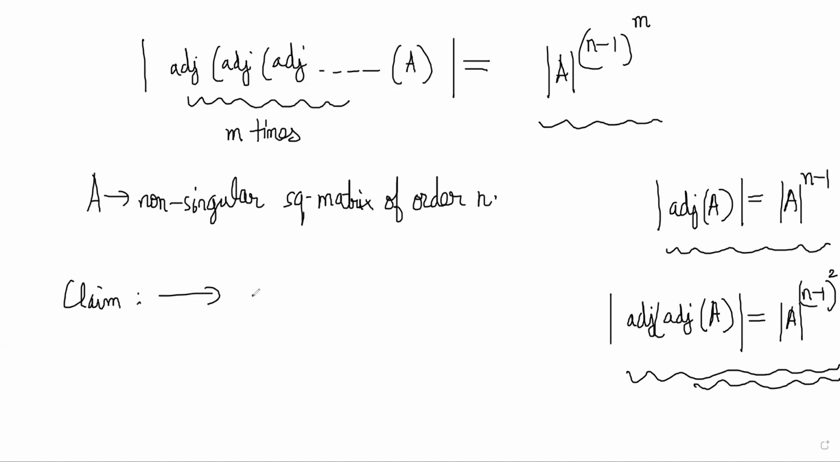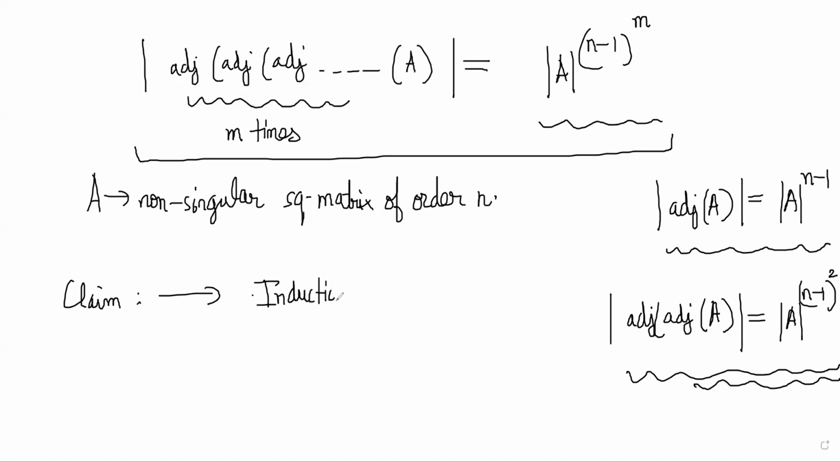You just have to see how many times adjoint comes. In the first case of det of adjoint of A, it comes twice, so we take it as n minus 1 to the power 2. And in this case, it's happening m times, so it has to be to the power m. You will make this claim and you can prove this claim by induction.